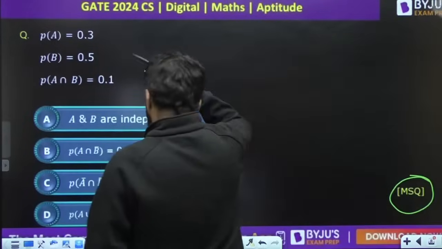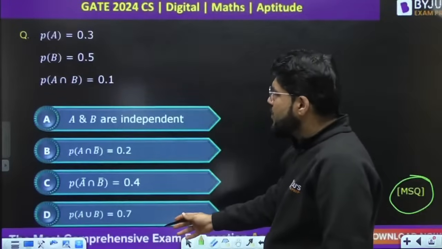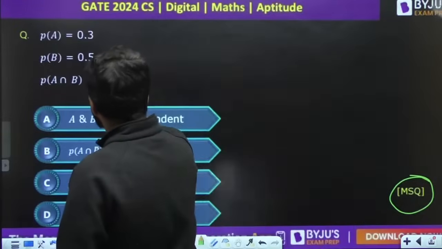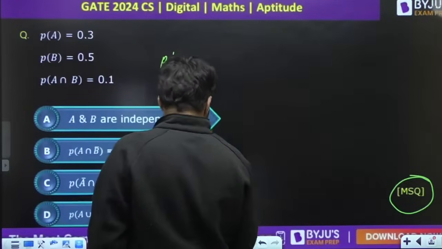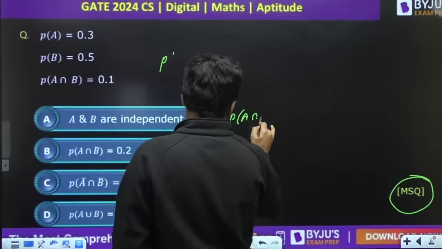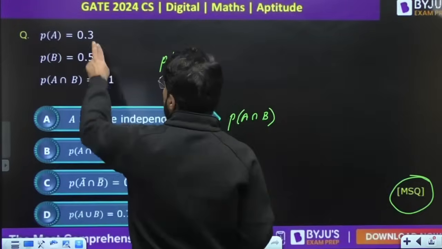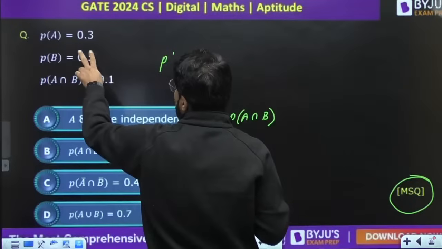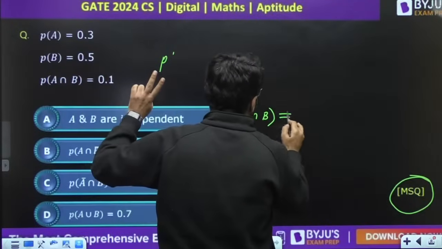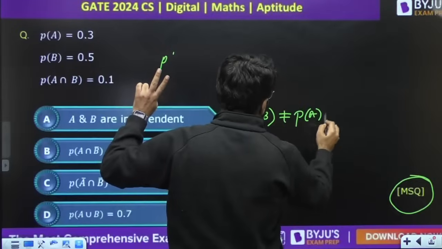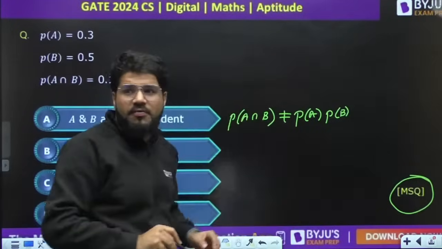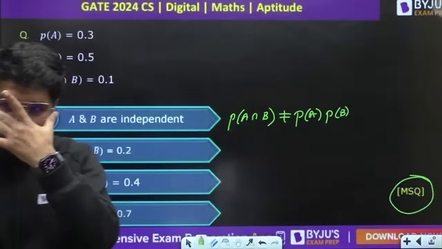Okay, now let's start with the simple one. P of A intersection B is 0.1. Is it equal to the product of these two? When you multiply, 0.3 into 0.5 will be 0.15. So it is definitely not equal to PA PB. So events cannot be independent, because if the events are independent, definitely P of A intersection B is PA PB.